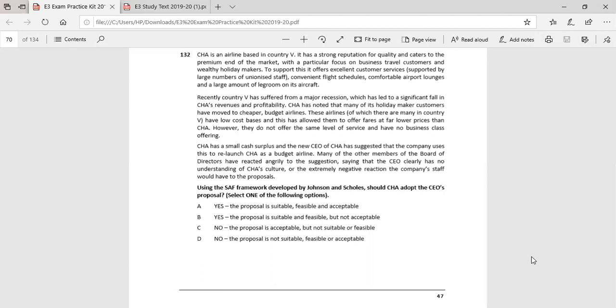So all three of them are there: suitability, feasibility, and acceptability. So considering that, we have to give the suitability, feasibility, acceptability. I think by now you are clear with what is suitable, what is feasible, what is acceptable. Acceptability, stakeholders. Feasibility is the possibility, suitability is for the nature of business. Please come out with the right answer.